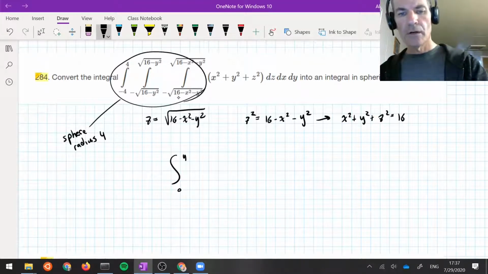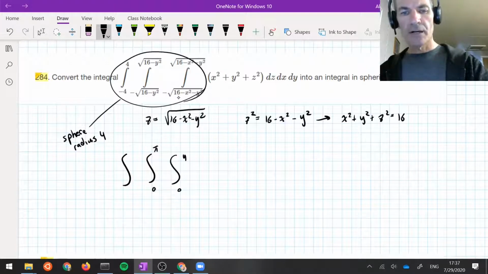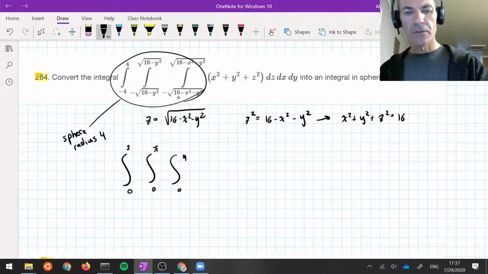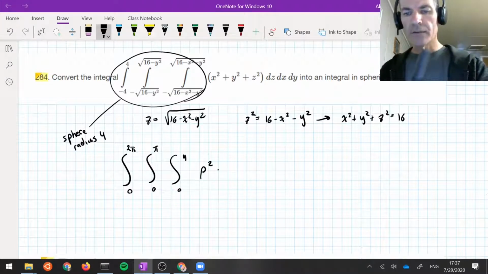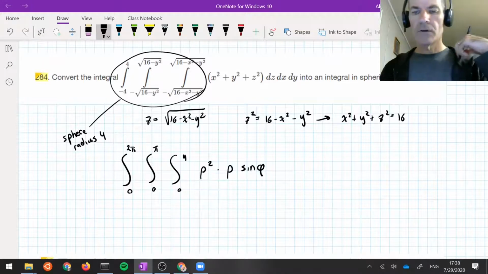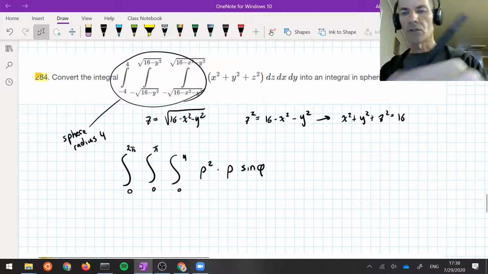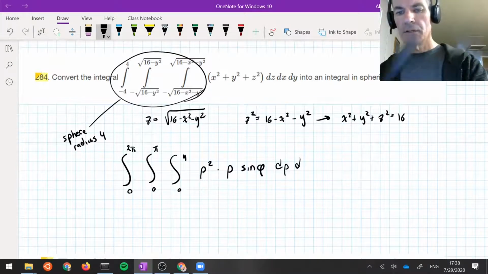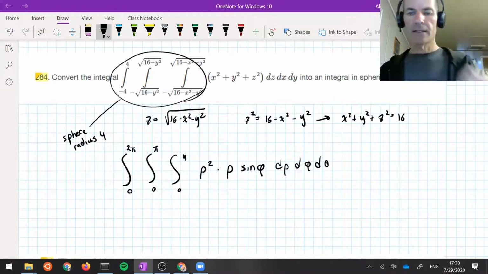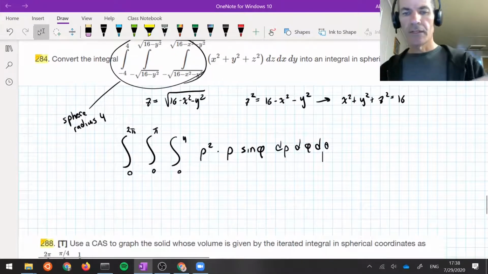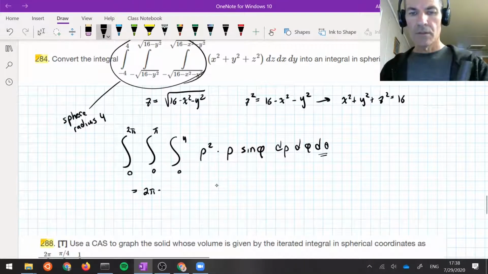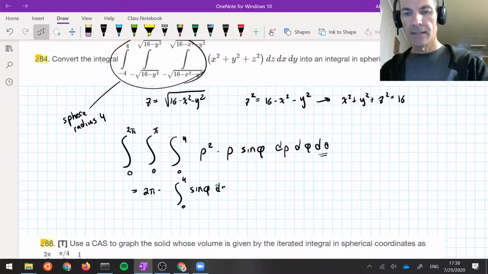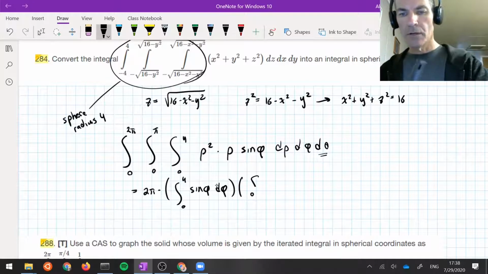Rho goes from 0 to 4. Phi goes its full extent from 0 to pi, north pole to south pole. And theta goes all the way around 0 to 2 pi. The integrand is x squared plus y squared plus z squared. That's rho squared. And then we get another factor of rho squared sine phi from the spherical coordinate transformation, and then finally d rho d phi d theta, like that. This is an integral that we can separate into pieces, and in fact we can do the theta integral right off the bat, 2 pi, the integral from 0 to pi of sine of phi d phi times the integral from 0 to 4 of rho cubed d rho.